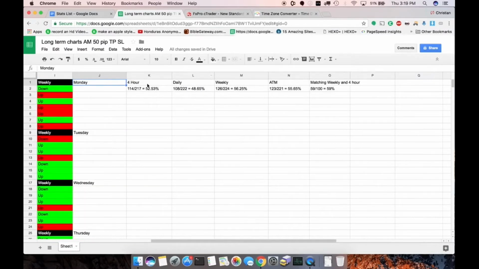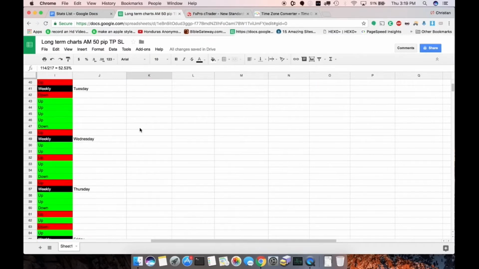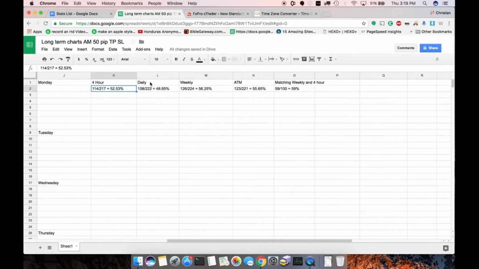Next thing is these are how well each signal did individually. That means if you took all trades just based on the 4-hour, it was about 52.53% accurate. If you did it just on the daily, 48.65. And this is profitable, this is not. And so that's something that's important to note. Using this setup, I don't really like the daily signals. They tend to not work as well. That's not to say the daily doesn't work. That just means for this setup it doesn't work.